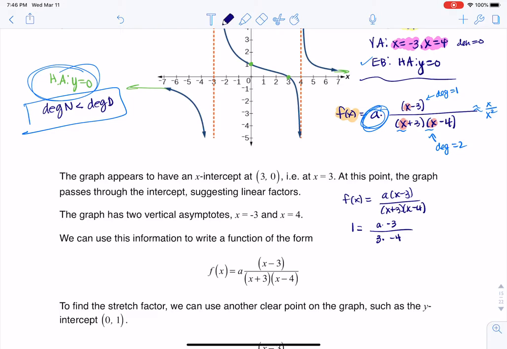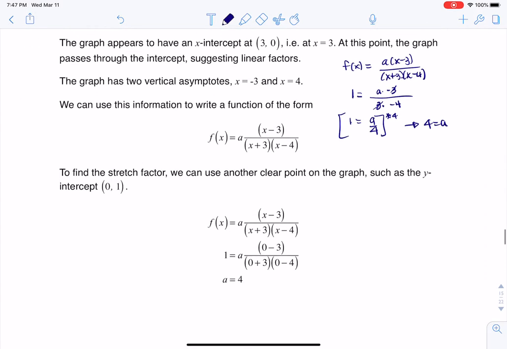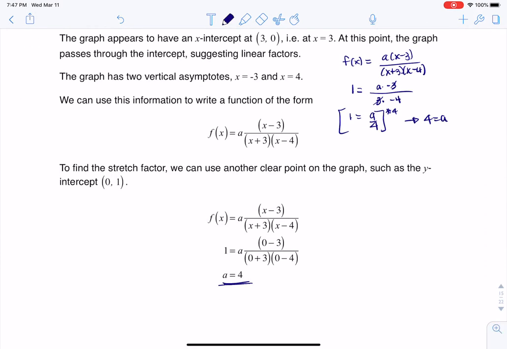So let's see what we have. It looks like the negatives are going to cancel, and the 3s are going to cancel. So I have 1 equaling a over 4. If I multiply both sides of that equation by 4, I get that 4 is equal to a, or really, a is equal to 4. So as I start to clean this up, you see me getting a equaling 4.